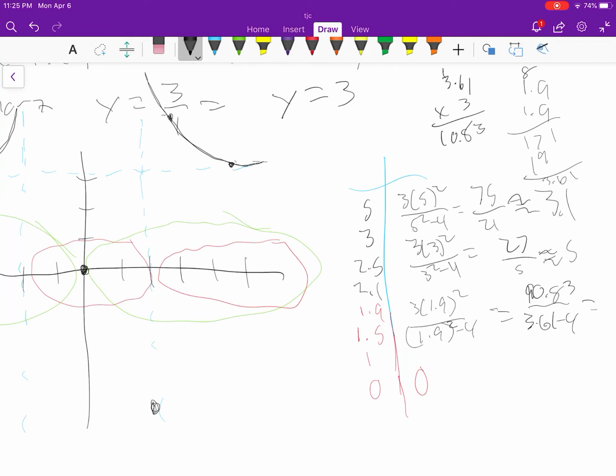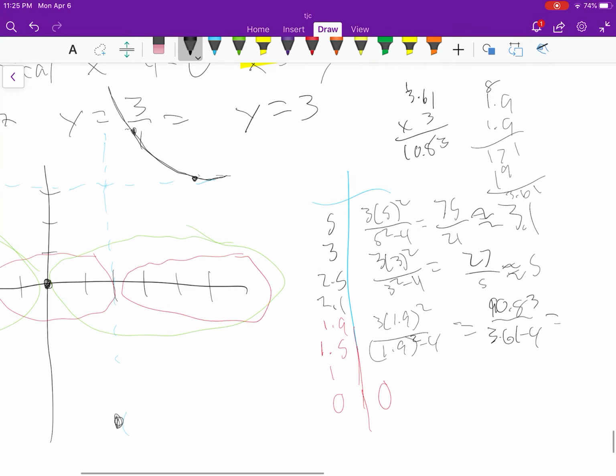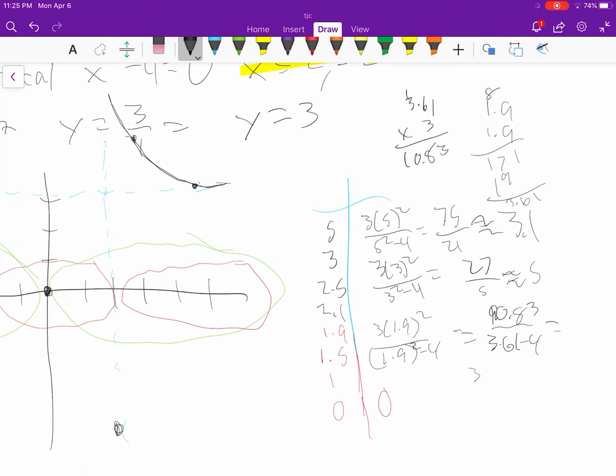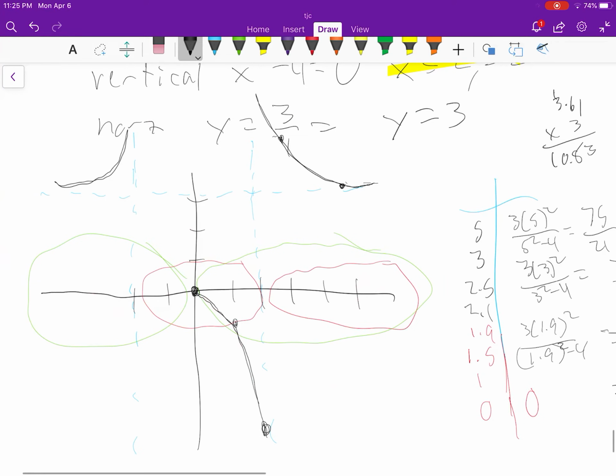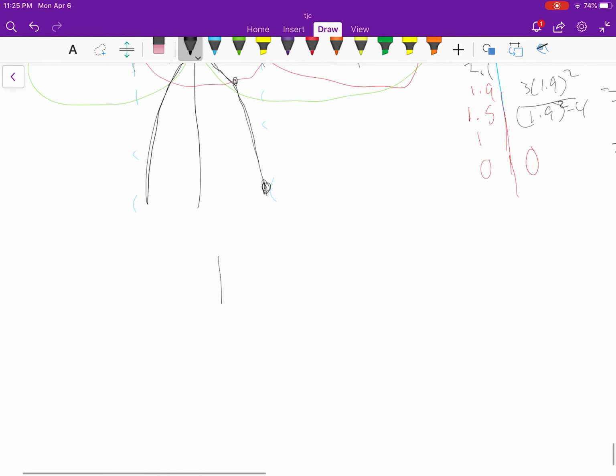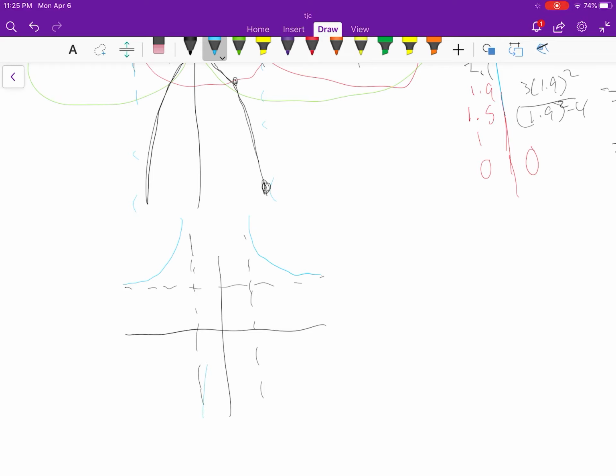So we know it's coming from down here. And we know at 1, it's going to be 3 over negative 3, which is negative 1. So right here. So we know it's coming like this, and it's going to touch here. And then since it's symmetric, we know it'll come around and do the same thing over there. And that's what our graph will look like. If we want to clean it up, it'll look like this. Okay, so that's how this is done.